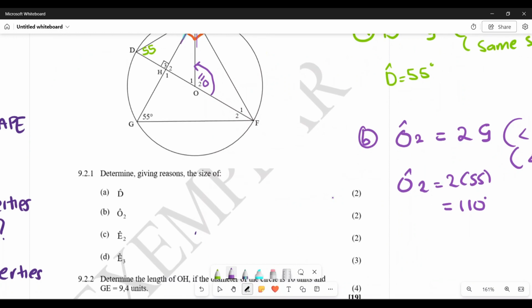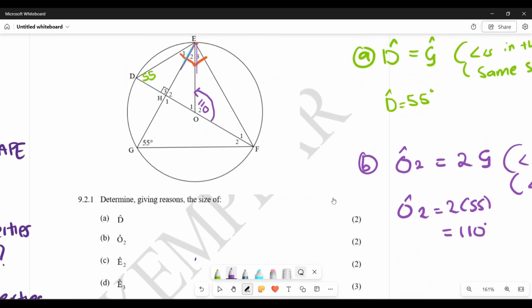Now, E2. Let me see if I could find E2. Let me see which theorem I can use to find E2. Okay, I can't see angles in the same segment. So for E2, let me erase everything that is happening there on E. But remember, the whole of E is equal to 90 degrees. Now, with regards to E2, I can't identify a theorem that I could use in this instance.